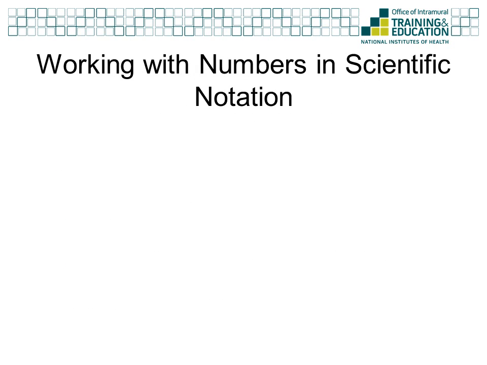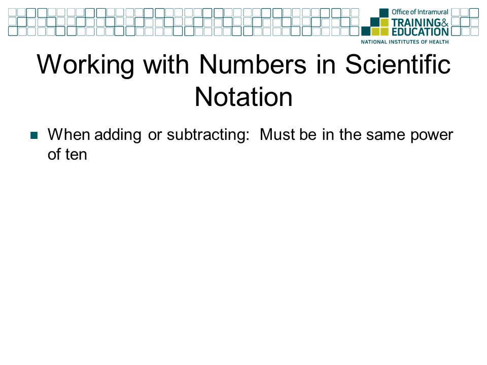Now that we understand how to work with the powers of 10 on their own, we need to learn how to work with numbers in scientific notation. That is, a base number times a power of 10. The first rule to know when adding or subtracting numbers in scientific notation is that the numbers must be in the same power of 10.